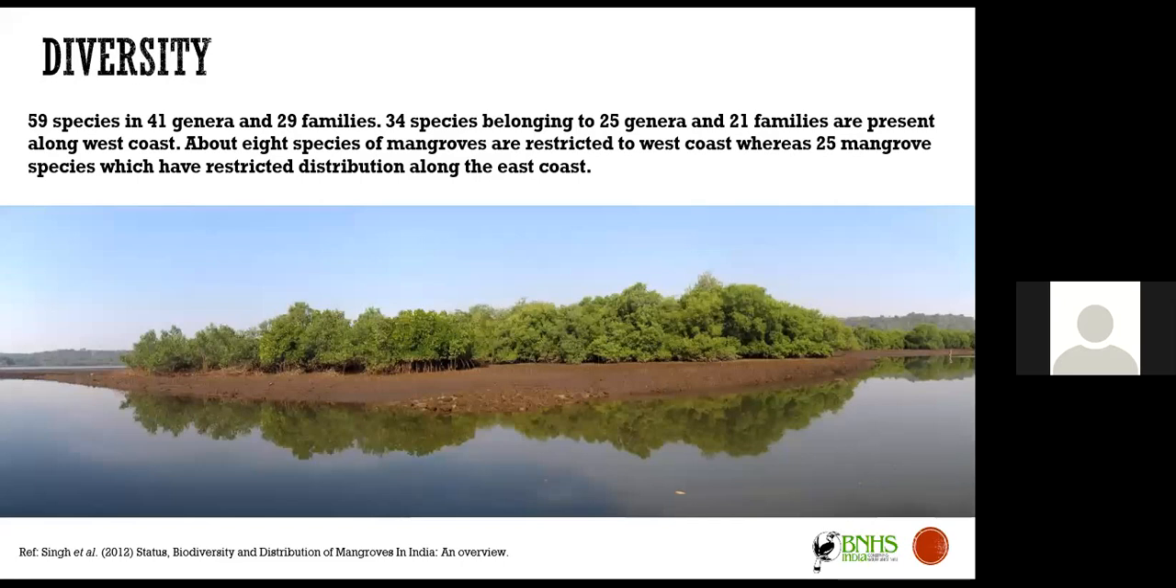25 genera, and about 8 species of mangroves are restricted to the west coast, whereas 25 mangrove species are restricted to the east coast of India. Yeah, there's another interesting fact which we can observe in this swampy mangrove environment: vertical migration of some creatures.